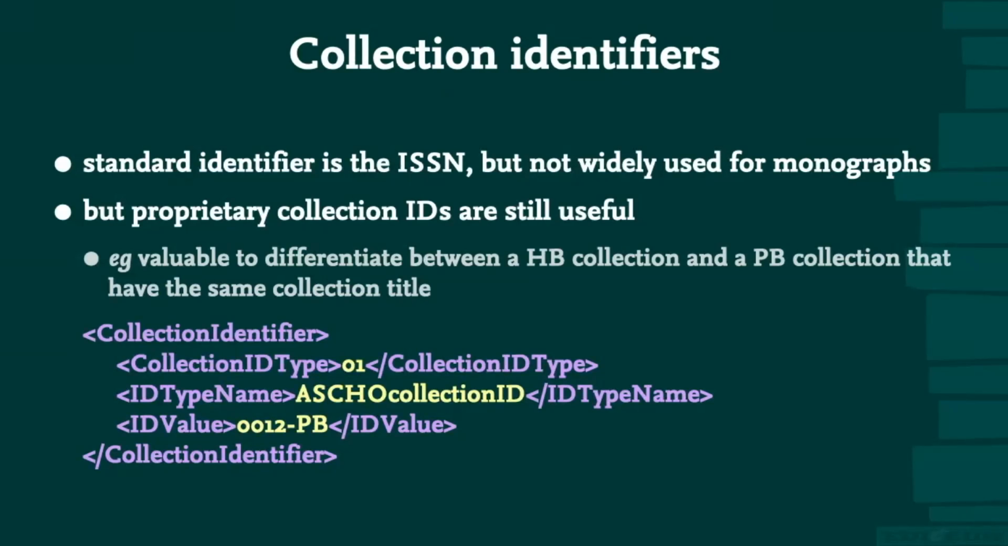So here instead, we've got a proprietary identifier. That's code 01, an identifier that's made up by the publisher. As always, a proprietary ID type needs an ID type name to differentiate it from all the other publishers' proprietary identifier types. And 0012-PB is the publisher's ID for this collection.